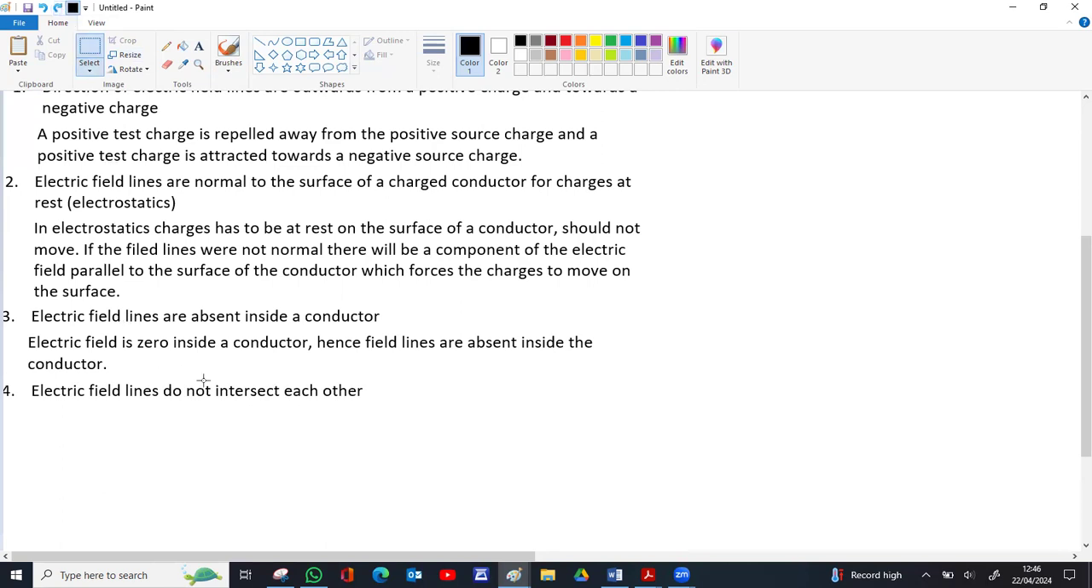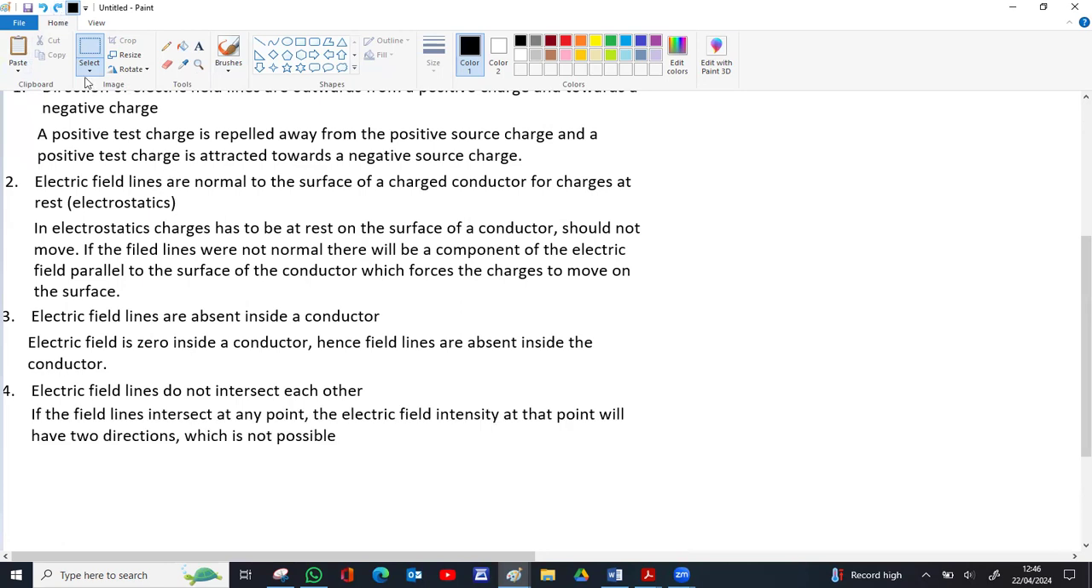Now electric field lines do not intersect each other. Maybe in grade 10 you learned that magnetic field lines never intersect, because at the point of intersection, there would be two possible directions for the magnetic field. For a vector, at a point only one direction is possible. The same way, if two electric field lines intersect, at the point of intersection there will be two possible directions for the electric field vector. For a vector, you cannot have two directions at a point. So it's against the basic rule. So electric field lines cannot intersect each other.